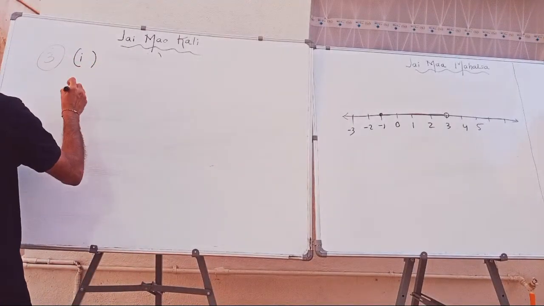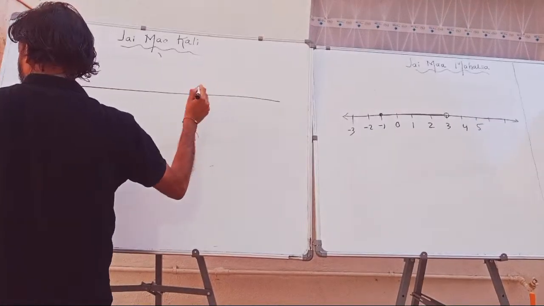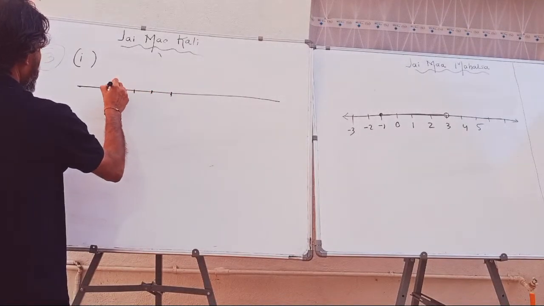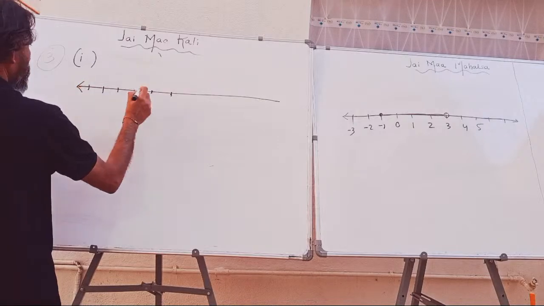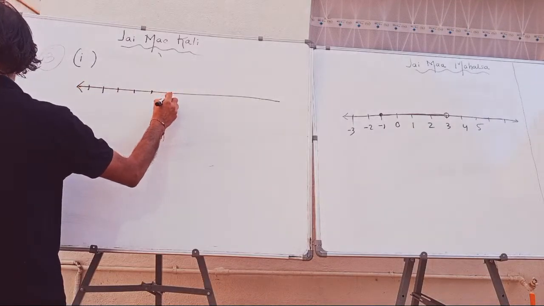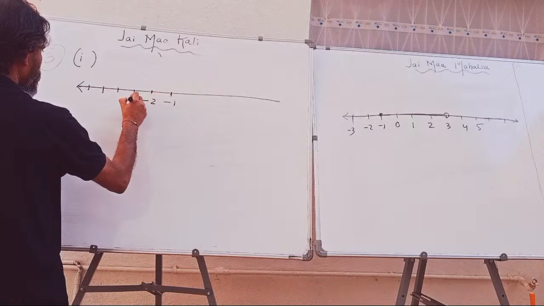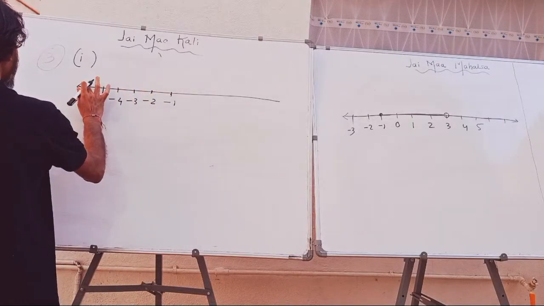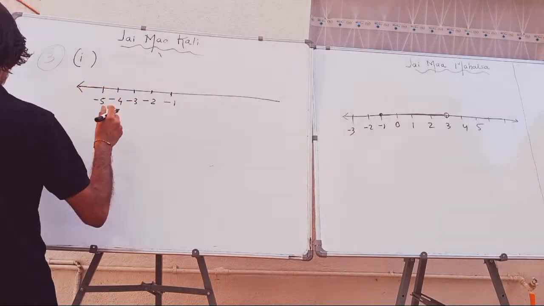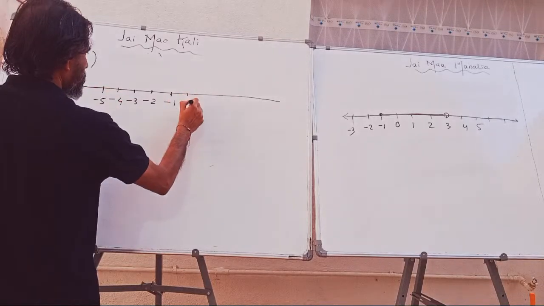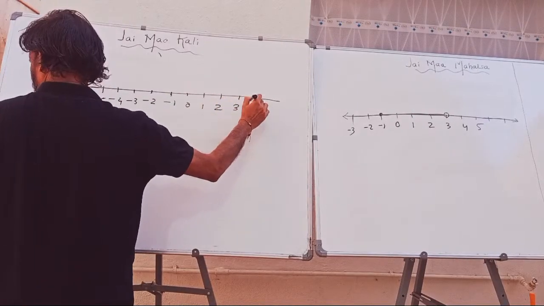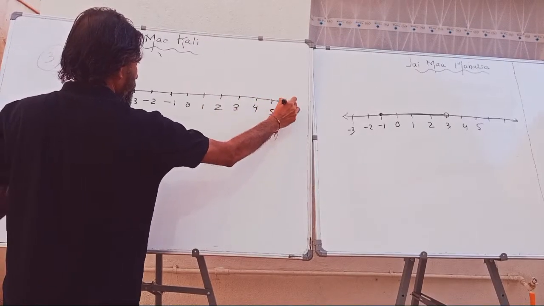Okay, in this case, you see it's a number line. Okay, and let's consider this as -1, -2, -3, -4, -5 this way, and 0, 1, 2, 3, 4, 5.